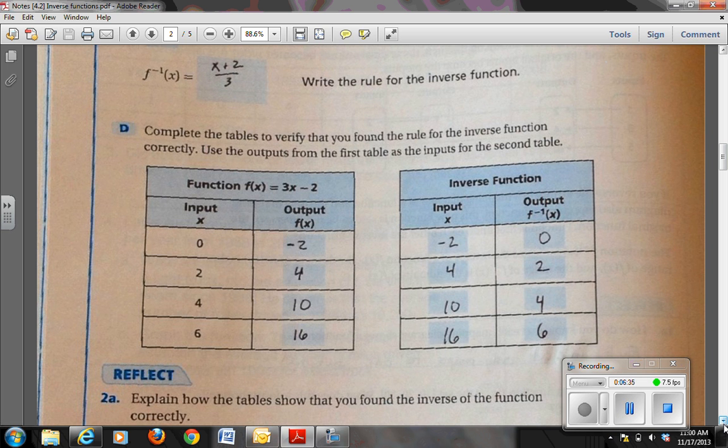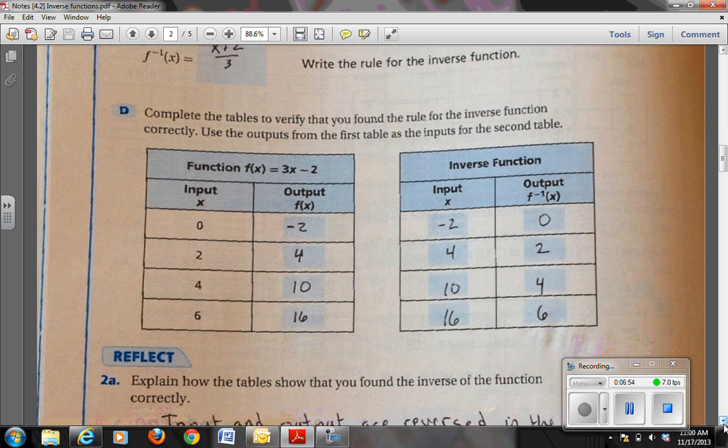For the inverse, what we're really doing is changing the direction of the arrows in those mappings, which means my inputs will be what were the outputs. My x's and y's have basically just reversed. Compare my second table to the first table: the second column is now the first column and vice versa.